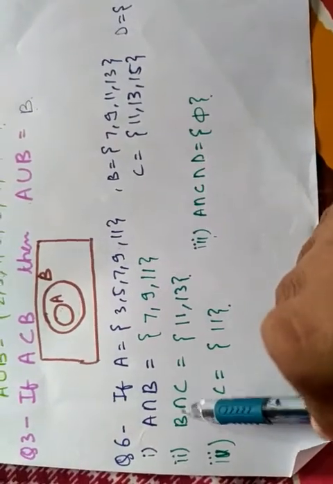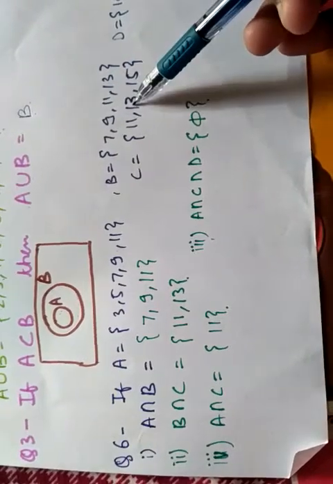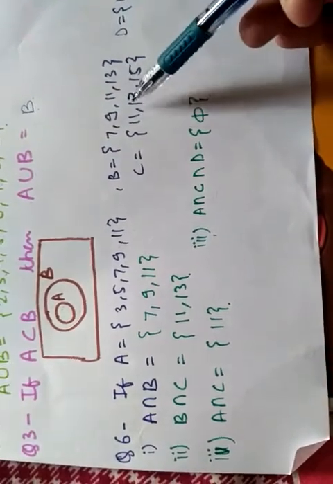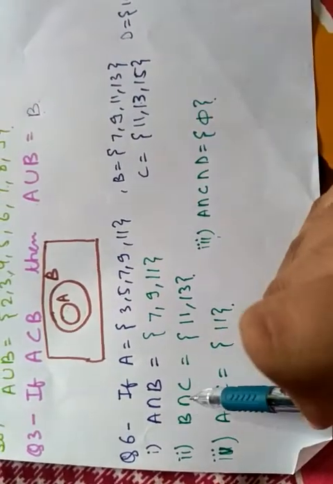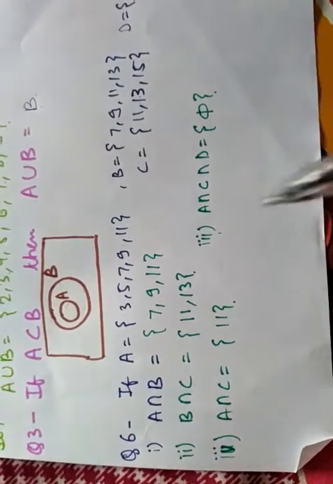Similarly, we have to mention B intersection C. The common elements between the sets B and C are 11 and 13. They are present in both the sets. So the intersection will come out to be 11 and 13. The elements will be these two.